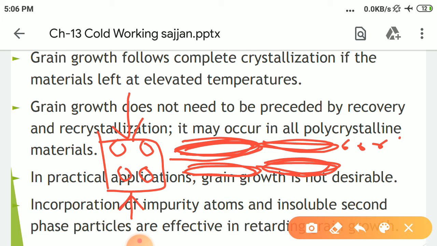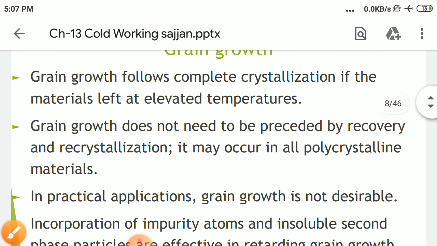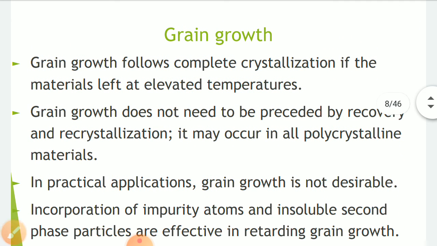Now after getting grains in this form, if we increase the temperature, then these grains will start converting into grains like this. Then these grains will get together and become big size grains like this, and that's known as grain growth. Grain growth follows complete crystallization if we leave the material at elevated temperature.